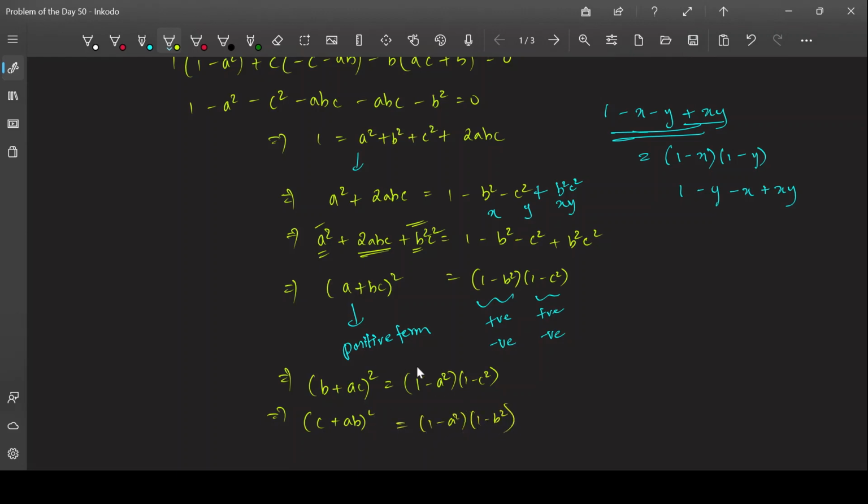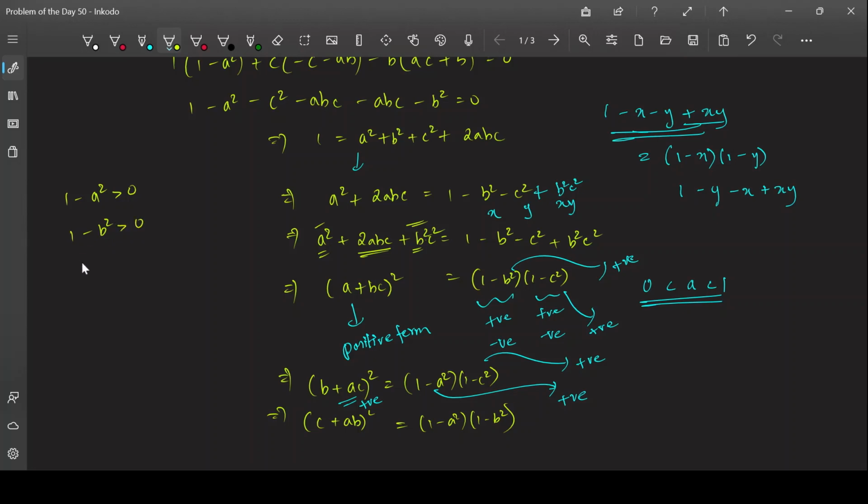Now as we have considered a to be in between 0 and 1, so a is less than 1, we have confined our a, so this would be positive. If this is positive, this must also be positive, because this is a positive term. So 1 minus c square must also be positive, and as this is positive, this must also be positive. So what we have come to the conclusion is 1 minus a square should be greater than 0, 1 minus b square should be greater than 0, and 1 minus c square should be greater than 0.